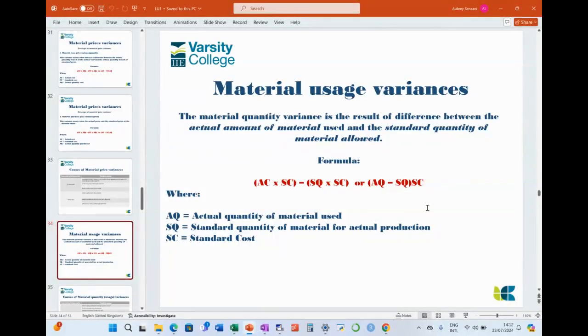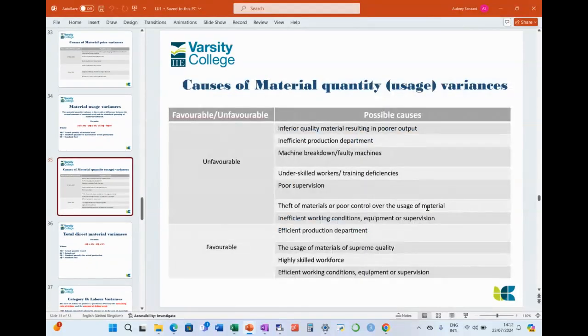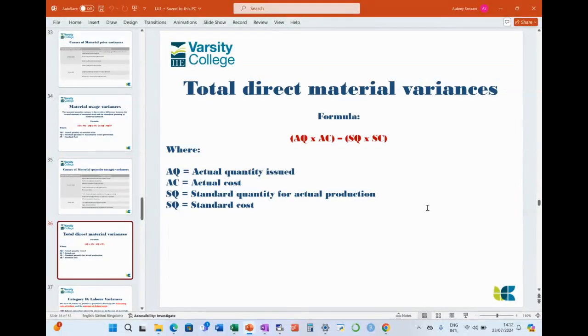Okay. So again, can you see here we're looking at quantity, and it's in the name, material quantity variance or material usage variances. Okay. So again, I think I duplicated that slide earlier because this should be the second one. Okay. And then again, they're speaking to favorable and unfavorable. What context?